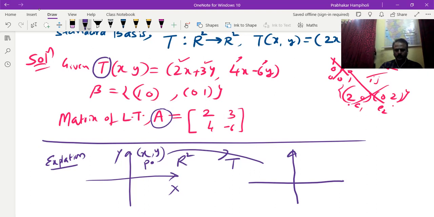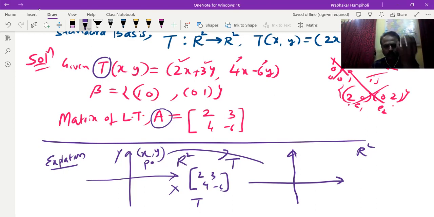One more R2 plane I am considering. After applying some force, instead of T, I can write this matrix 2, 3, 4, minus 6. Via this matrix, this point goes inside and comes outside like this, or via this transformation, it goes just like a coffee filter. Here I take a point x, y, then you multiply by the usual matrix multiplication, 2x plus 3y and 4x minus 6y. For example, if I take a point 1, 1 here and substitute 1, 1.